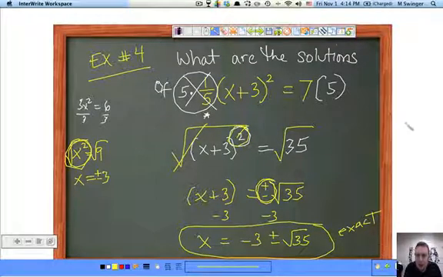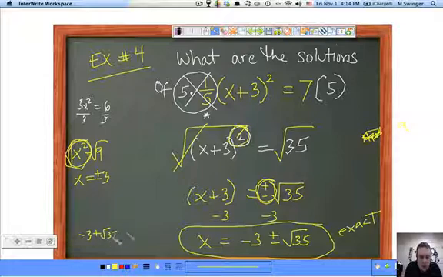If I said give me an approximate, like an estimation, you'd type in negative 3 plus root 35, there's one answer. Negative 3 plus root 35 in your calculator. Give me a decimal, whatever that is, round it. And then you do negative 3 minus root 35. There's the other answer. And round that one from your calculator.